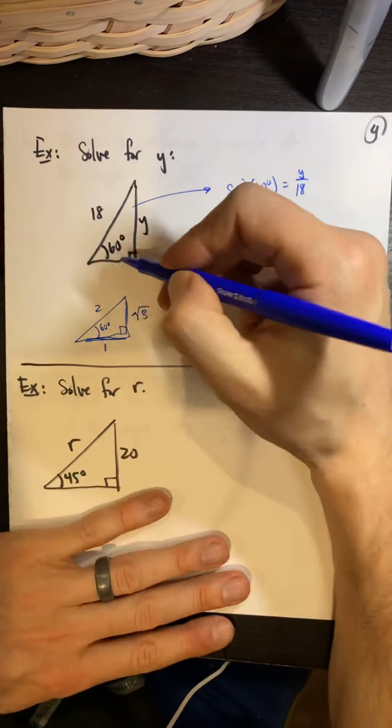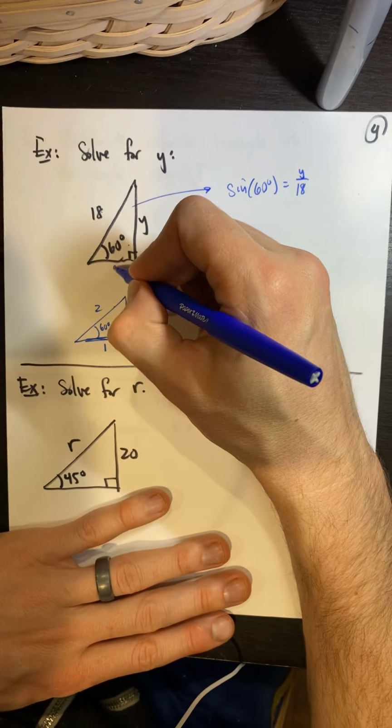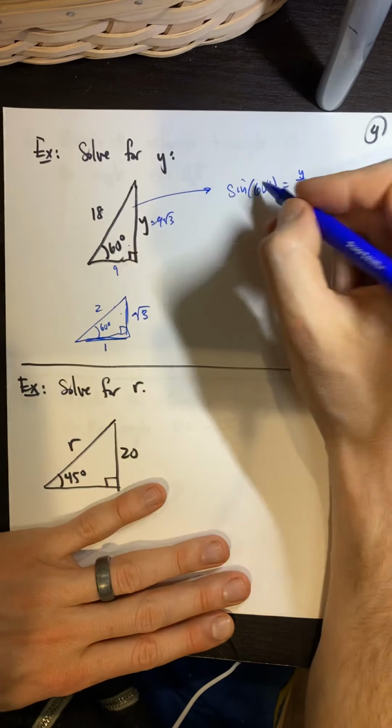So these are similar triangles, right? If this one's 18, then we know that this must be 9, and likewise this must be 9 root 3. So I'll actually show you that.